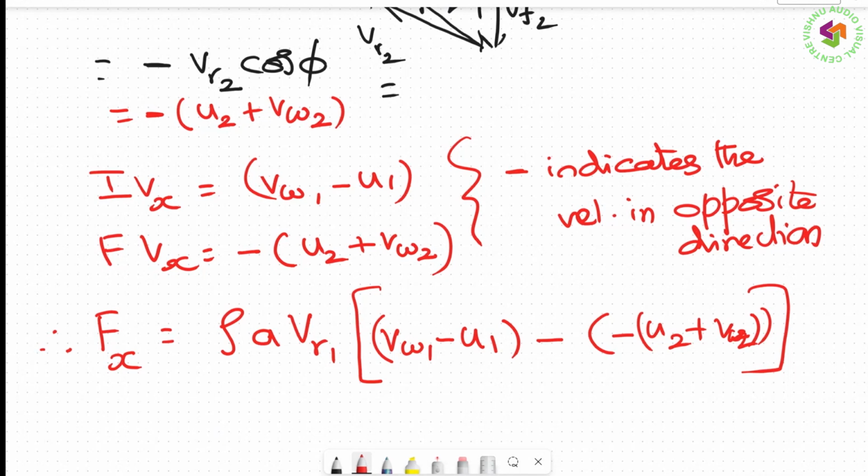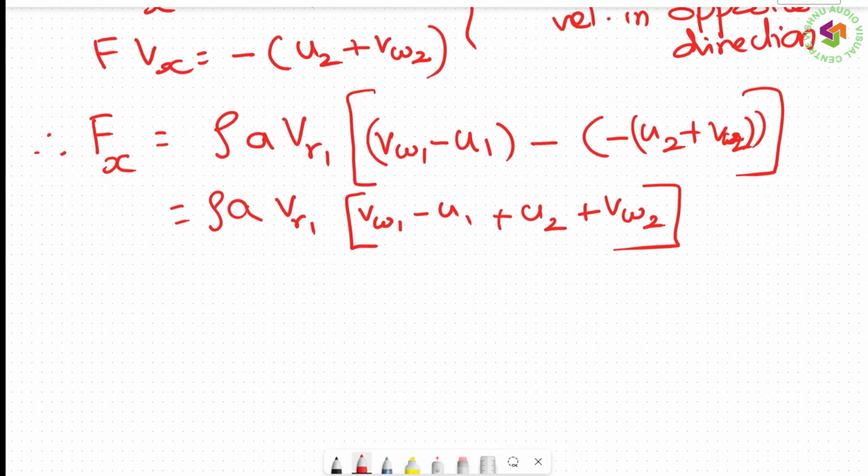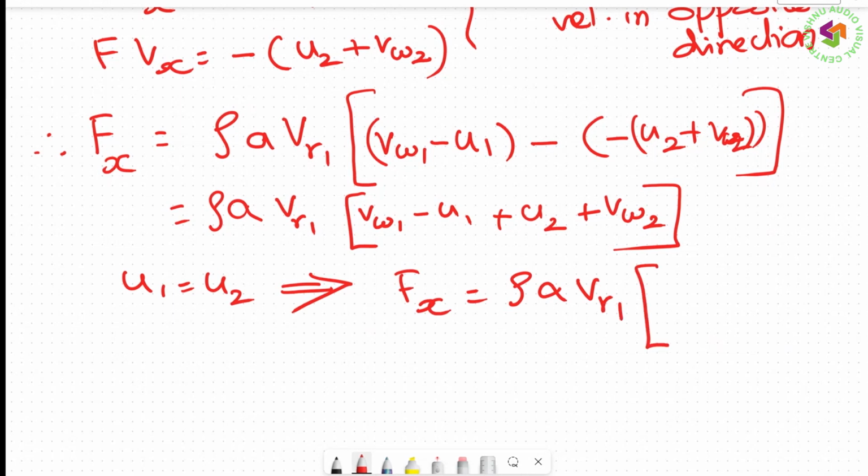So finally, what will happen if you see it? If I expand it, rho A VR1 into VW1 minus U1 plus U2 plus VW2. Then U1 is equal to U2. Therefore, Fx is equal to rho A VR1 into VW1 plus VW2. This is the expression.